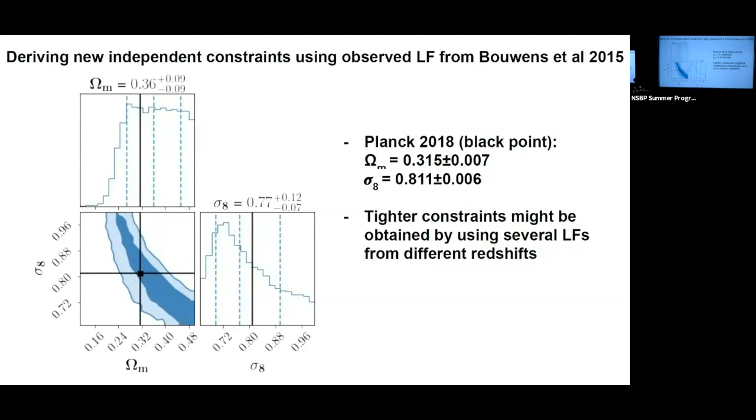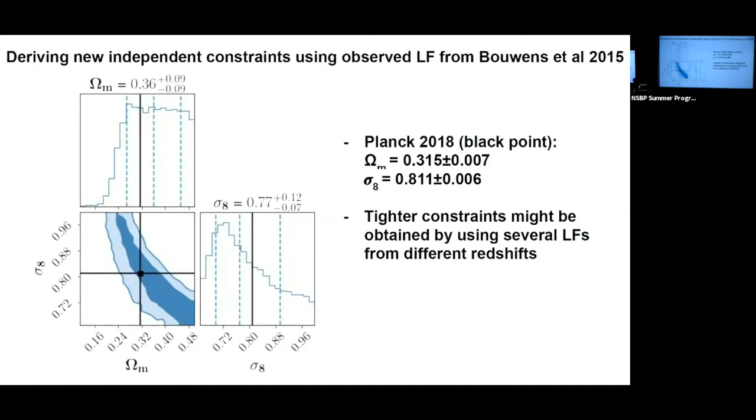We got them from a paper, Bouwens et al. And the observed luminosity functions have been done with a completely different data set from the Planck collaboration data set. And we were able to recover that within 2 sigma levels, as we can see here, the true value. So we can see that our pipeline method works really well.